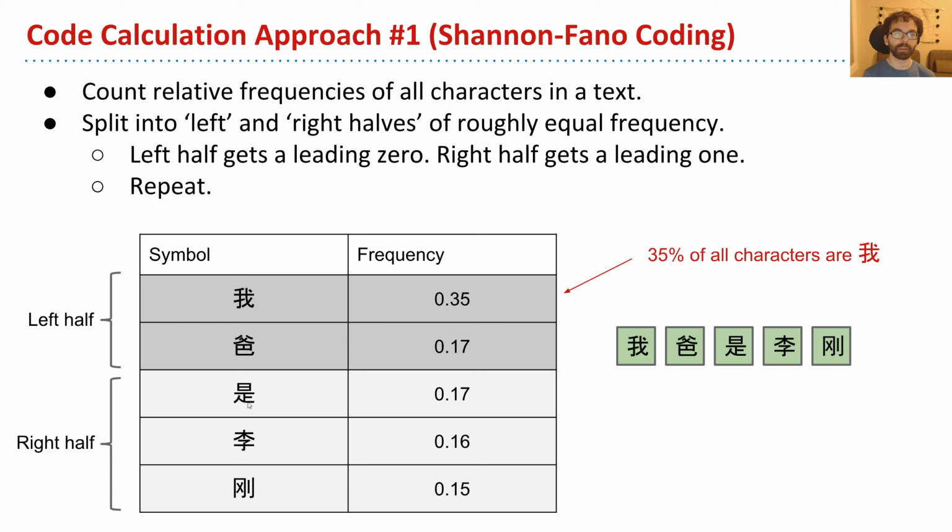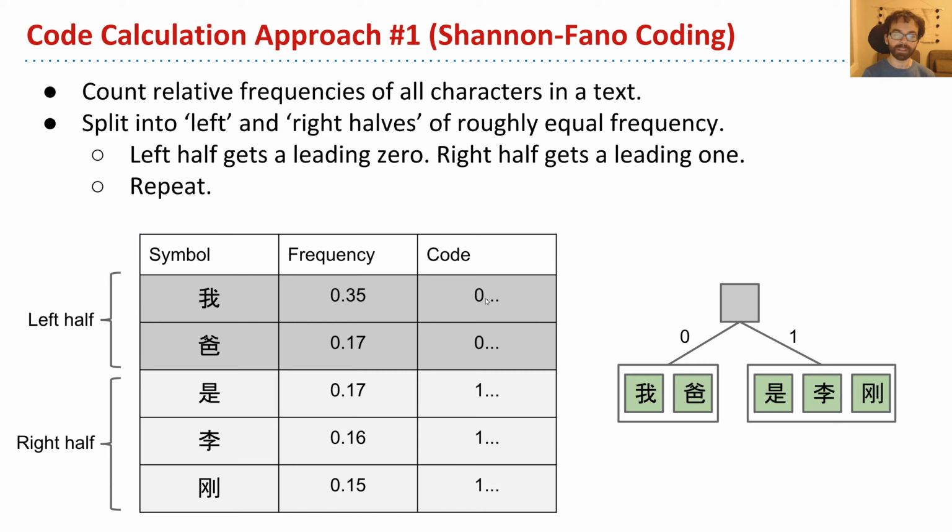So the basic approach is that we're going to split the space of possible symbols into 2 blocks of roughly equal frequency. Because these 2 symbols are 52% of the total characters and these are the other 48%, we'll split it in half roughly along those lines. Okay? So the left half is going to get a leading 0, and the right half is going to get a leading 1. In other words, the codes we're building, these will start with a 0, and these will start with a 1.